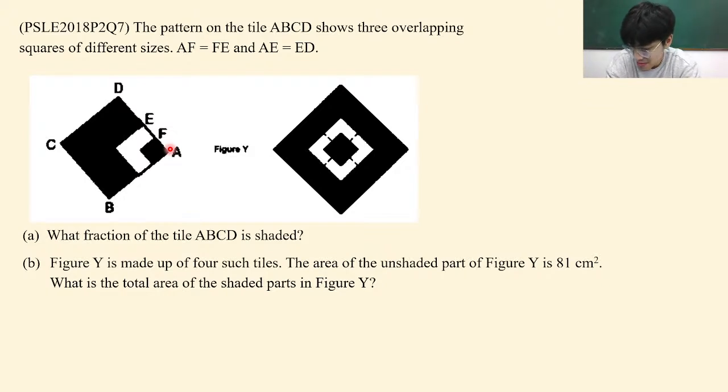I'm looking at the chat. So my question was, should we start with the big square or should we start with the small square? Which one do we treat as having one unit would be easier for us to figure out the portion or the fraction?